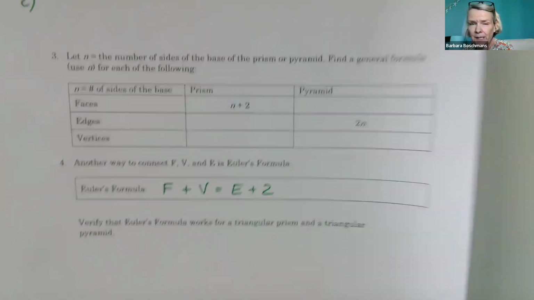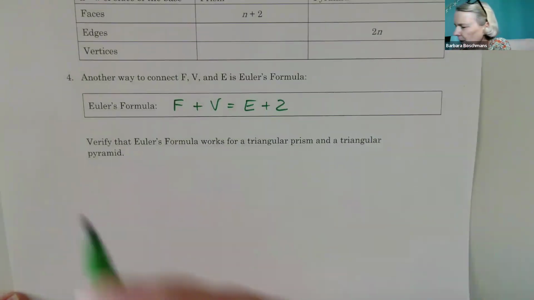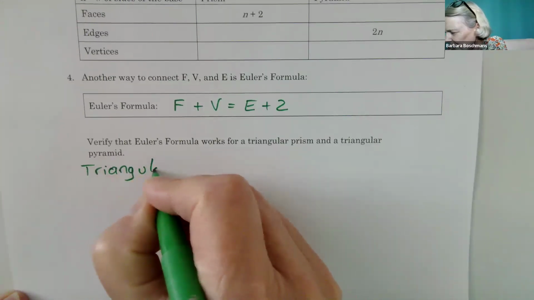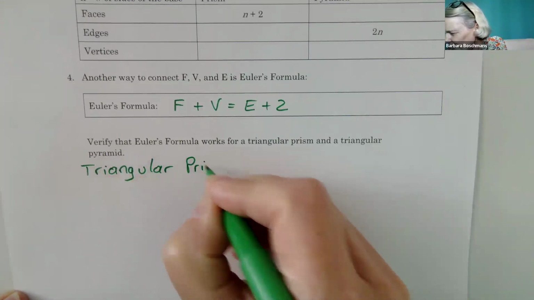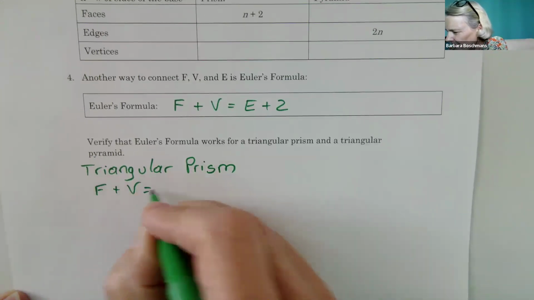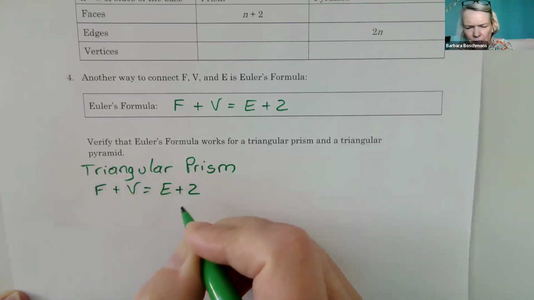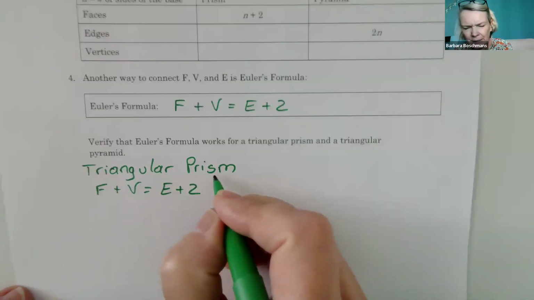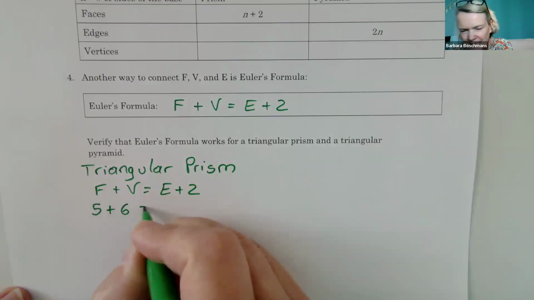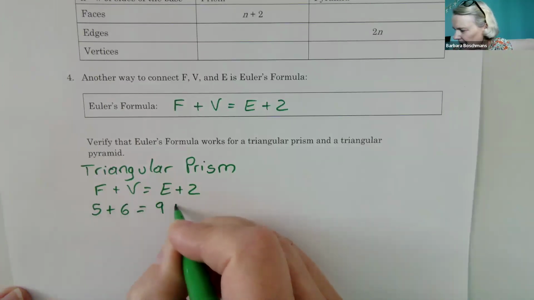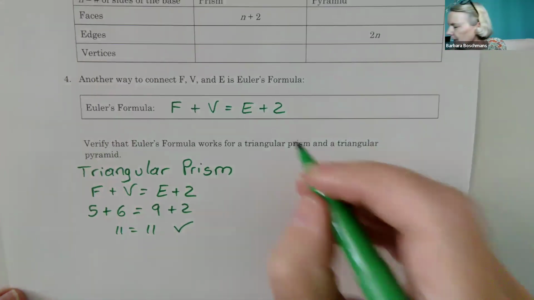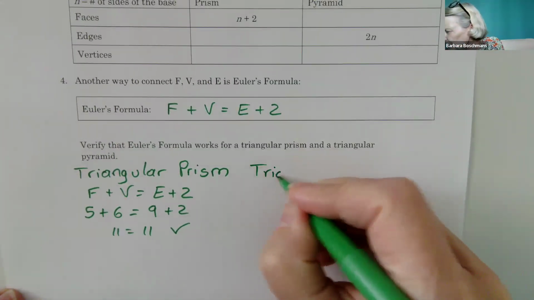So let's verify this, and let's pick our triangular prism. Is it true that faces plus vertices is edges plus 2? So we filled out already in a triangular prism that it had 5 faces, it had 6 vertices, and it had 9 edges. And indeed, 11 is equal to 11. Check. Let's do a triangular pyramid.